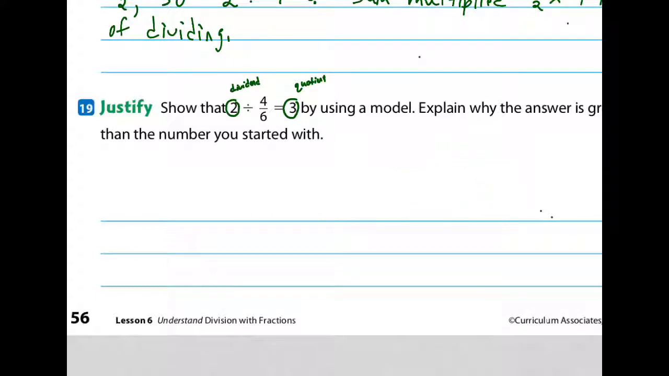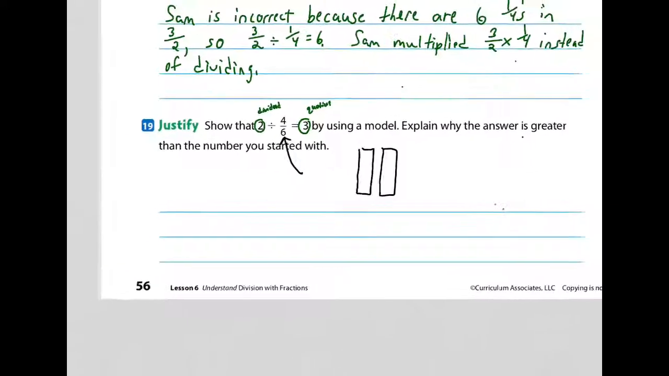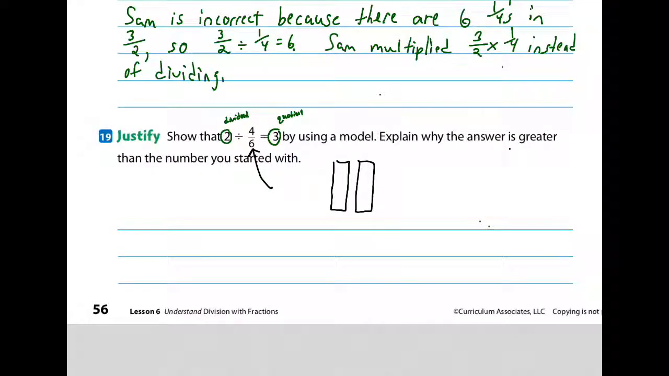Another option in this case is I'm going to just draw rectangles. So since we're starting with 2, I'm going to draw 2 rectangles. And this is how I'm going to go over it. I want to know how many 4/6 are in those 2 rectangles. So you know I'm going to have to split them into 6ths and count how many 4/6 are in those 2 rectangles.